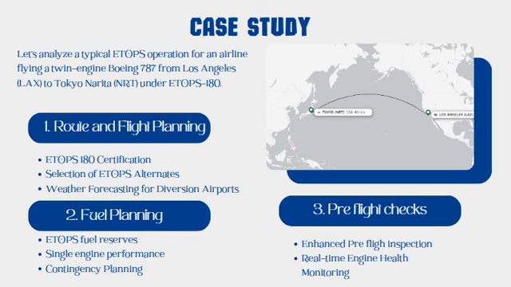Then the real-time engine health monitoring. As a certified ETOPS flight, the 787 is equipped with monitoring systems that continuously report engine performance and systems status to ground support. Any anomalies detected in pre-flight maintenance must be resolved before departure.